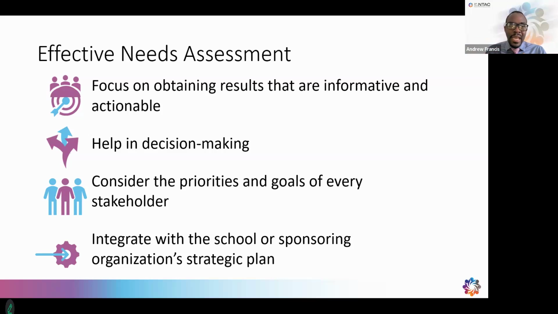But also take some time to review the school or sponsoring organization's strategic plan. They also have goals there that they're trying to achieve, and you want to use that to drive your needs assessment process, so that all of those priorities are included, but also you can contribute, you can feed into the achievement of those high level strategic plans that have been established by the school or by your sponsoring organization.